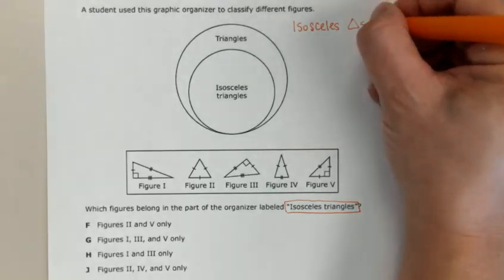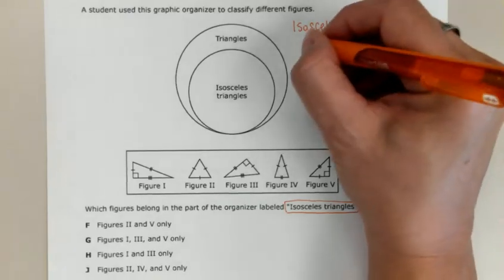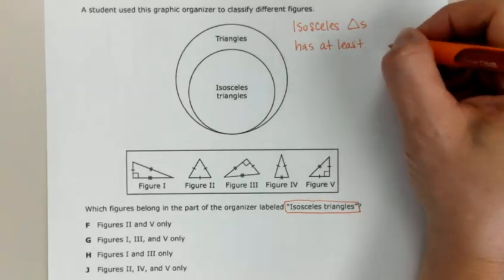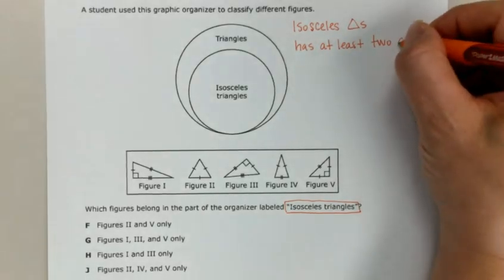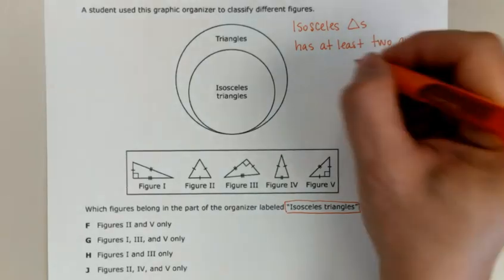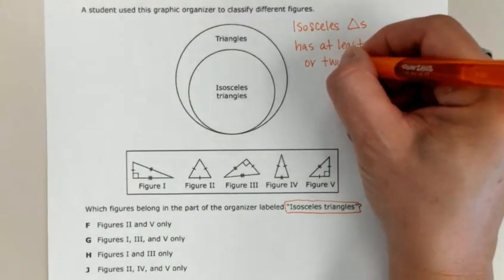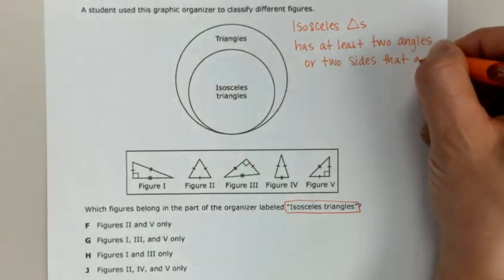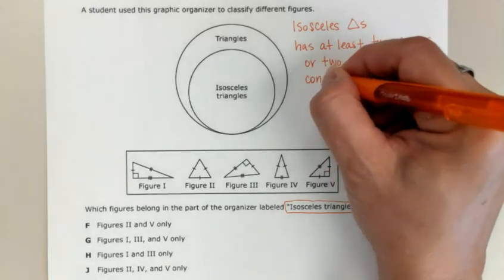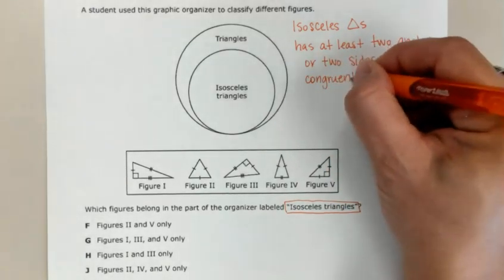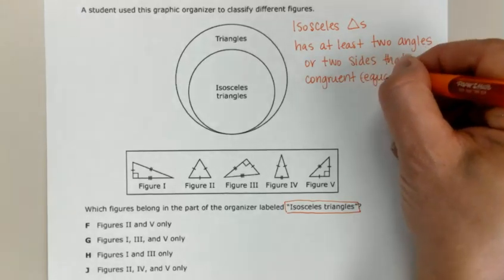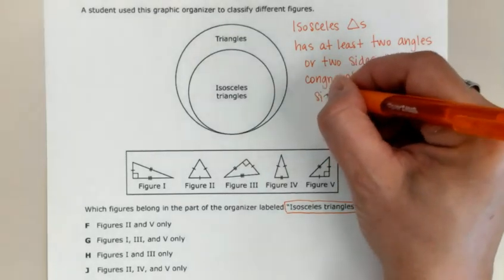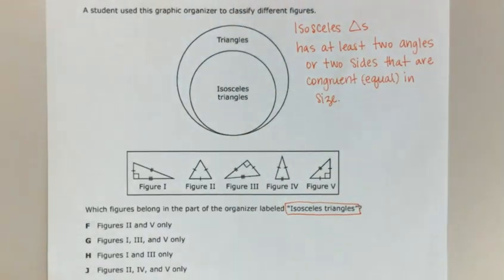We know that an isosceles triangle has at least 2 angles or 2 sides that are congruent, which is the same as saying equal, in size. So that's what we know about an isosceles triangle.